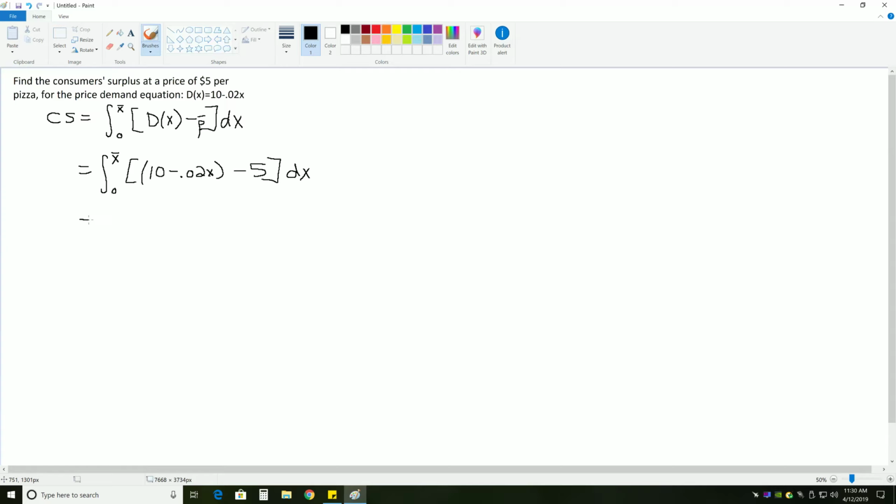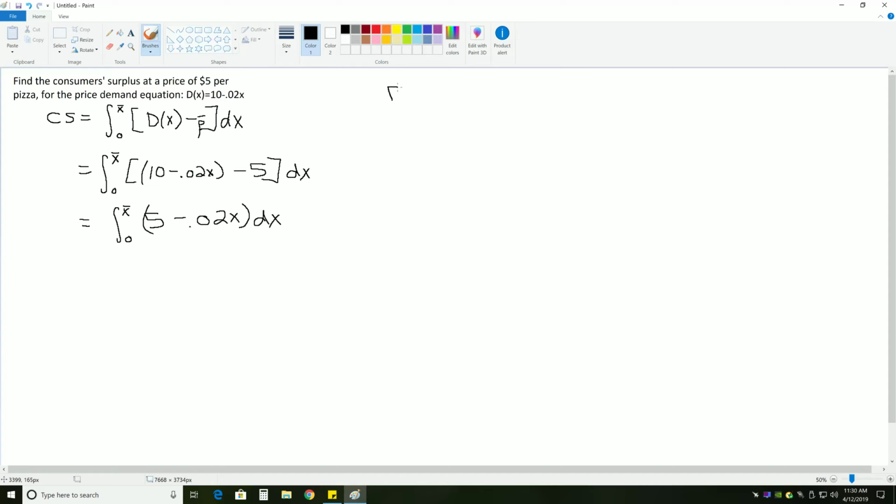From here, we can just quickly simplify, which gives us the integral from 0 to x bar of 10 minus 5, if we combine our like terms, gives us 5 minus 0.02x dx. Now that we have this, all we have to do is solve for x bar, and then we can perform our integral.